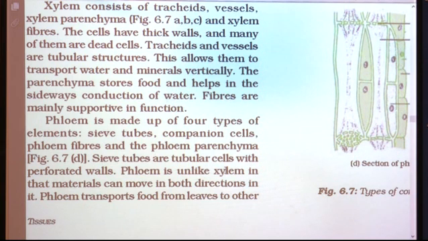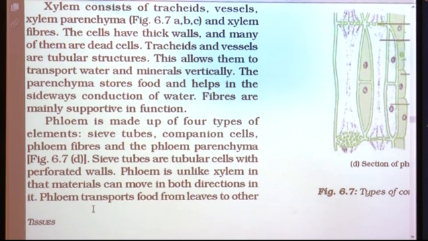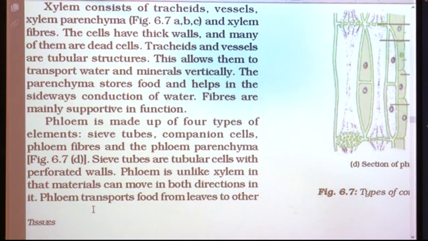Sieve tubes are tubular cells with perforated walls. Do you know what is the meaning of perforated walls? There are small holes, pores, through which exchange of substances can take place. Phloem is unlike xylem in that materials can move in both the directions in it. As I have told, in the xylem the water is supplied to the soil, similarly the nutrients are present in the soil and water gets moved by the xylem in the upward direction, means in only one direction.